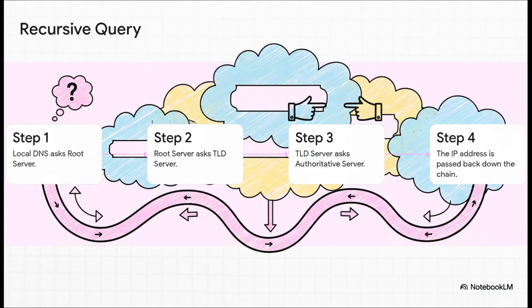Now, the recursive query is totally different. It's like passing the buck. Your local server asks the root server, but instead of just pointing the way, the root server turns around and asks the TLD server for you. Then, the TLD server asks the authoritative server. The answer is found, and then it gets passed all the way back down the line until it reaches your local server. See the difference? One is a series of referrals, the other is a full-on chain of command.